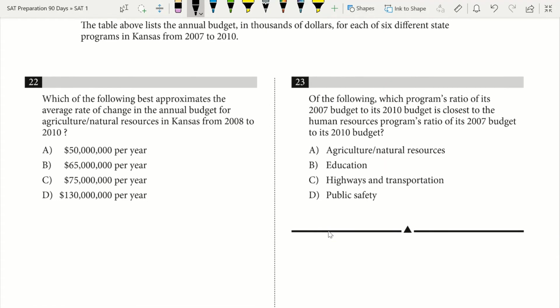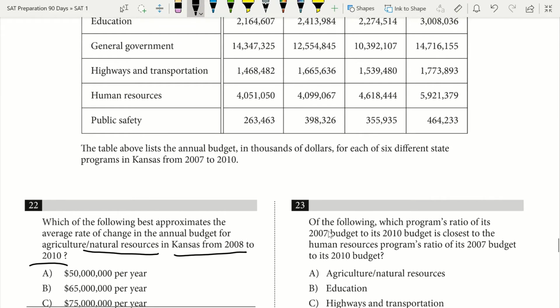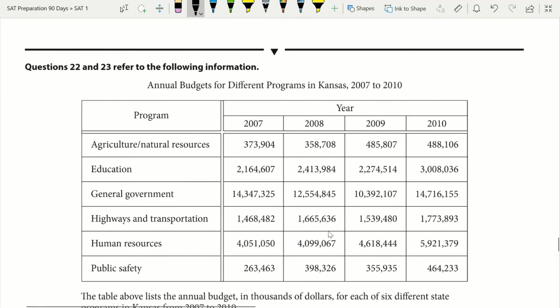Which of the following best approximates the average rate of change in annual budget for agriculture/natural resources from 2008 to 2010? Keep in mind, this is average change per year, and that's a 2-year period from 2008 to 2010. So we have here to here. We know that that's going to be a difference of just about 130,000, it looks like. Keep in mind that that's split over 2 years, so that's going to be right around 65,000.